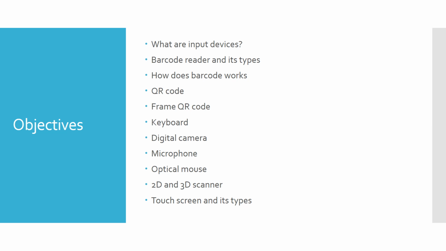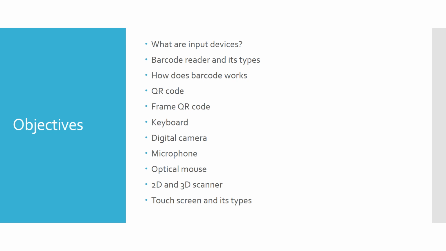And there are some commonly used input devices like barcode reader. Then we are going to see what are its types like QR code, frame QR code, and which one is better in which scenario. Advantages and disadvantages of all these barcodes, and how does barcode work.